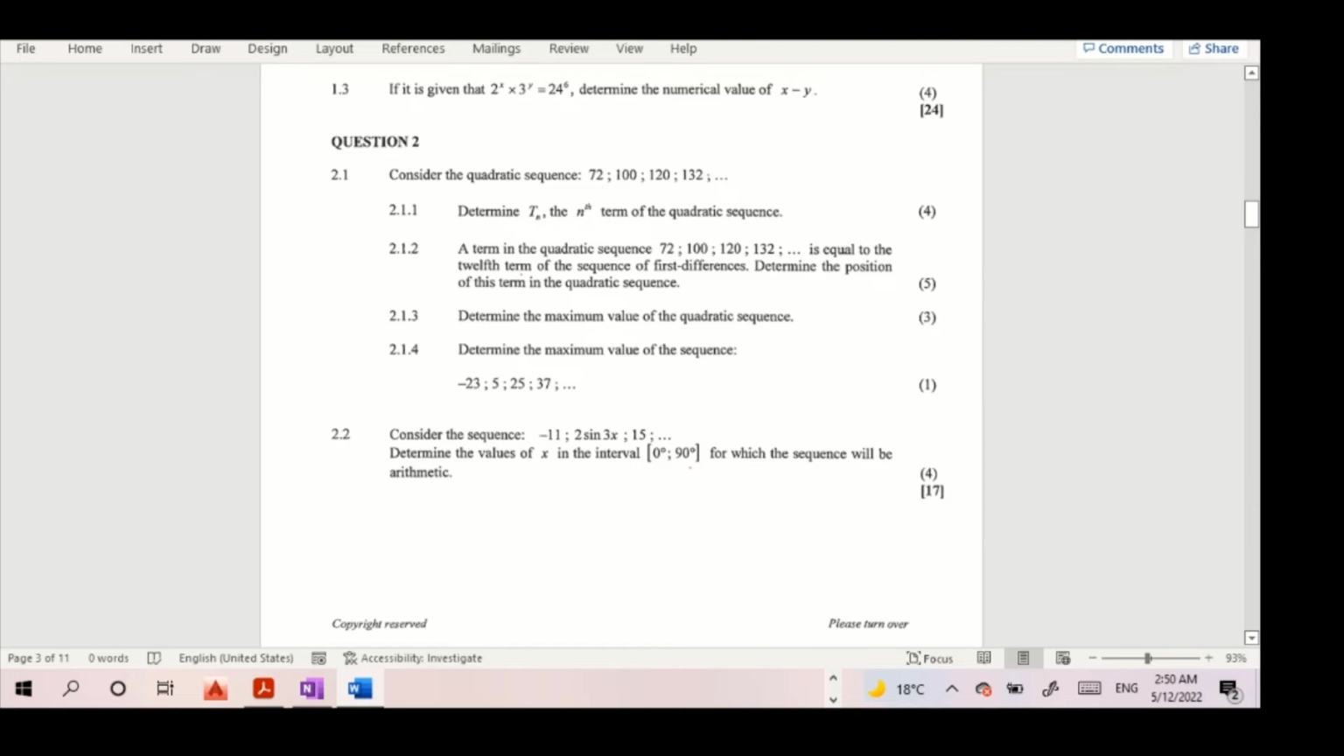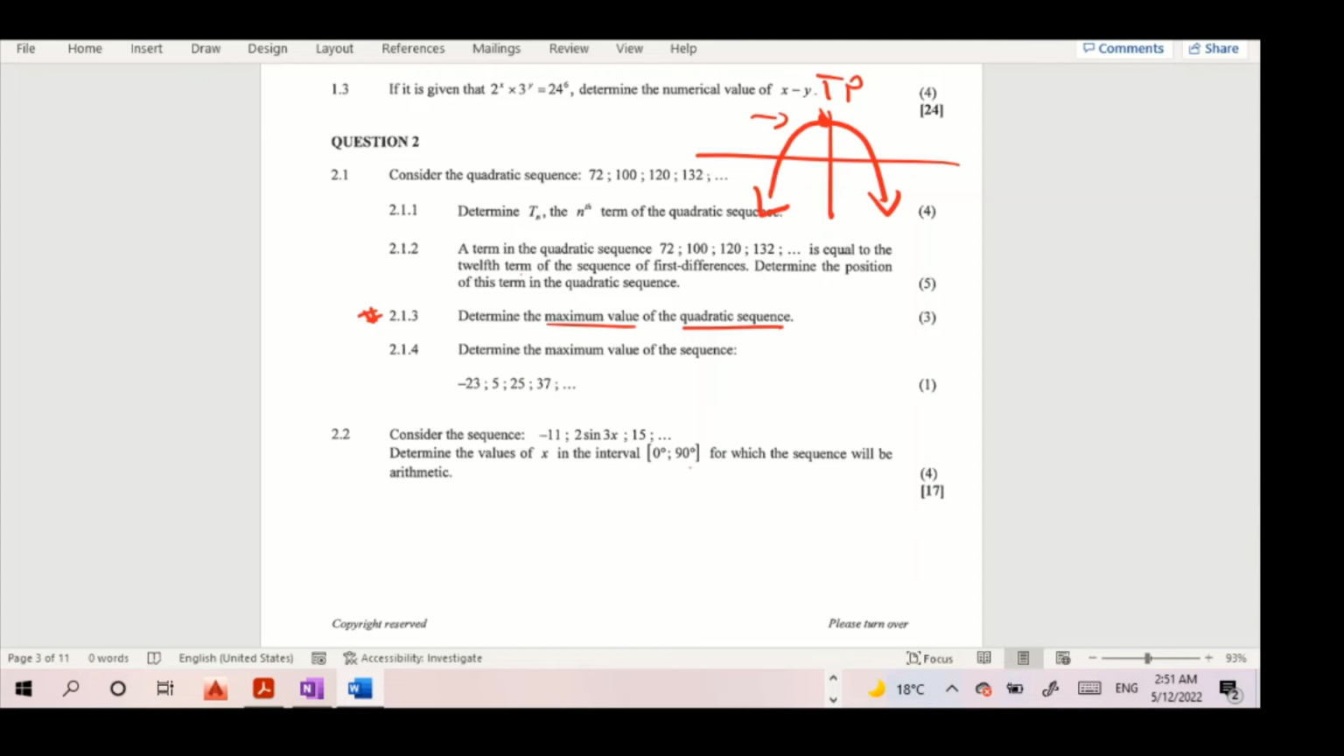Now in 2.1.3, you are asked to find the maximum value of the quadratic sequence. Remembering that when they talk of a maximum of a quadratic sequence, which basically means a quadratic equation or graph, then if you draw a quadratic or a parabola rather, this is the point of maximum of a parabola. It's at the turning point.